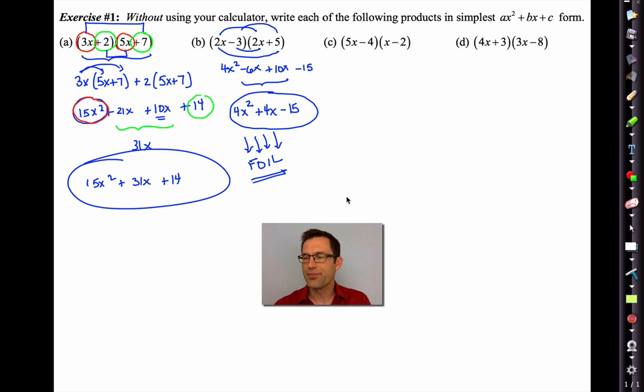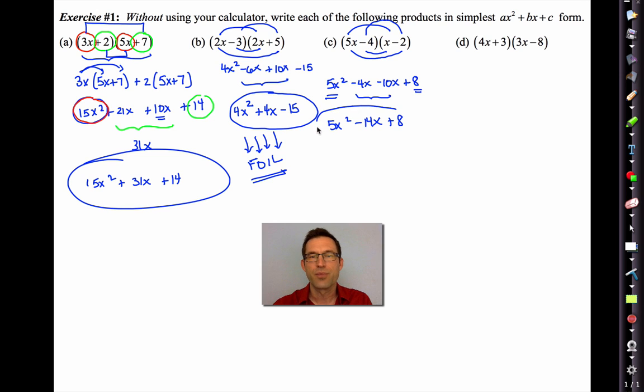So in letter C, gotta use the right side of the pen, right? We're gonna get 5x times x, 5x squared. I'll get negative 4 times x, negative 4x, 5x times negative 2, negative 10x, and then negative 4 times negative 2 would be a positive 8. Again, nothing combines with these two terms, but these two terms, in this case, combine to be a negative 14x plus 8. Remember, at that point, you're just combining like terms.